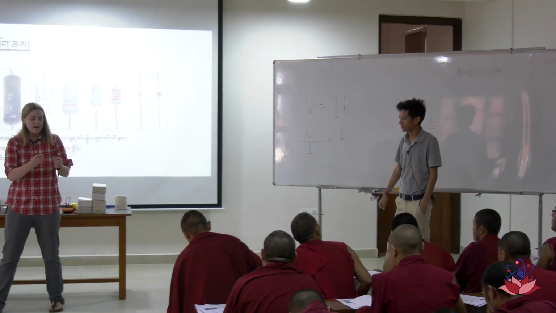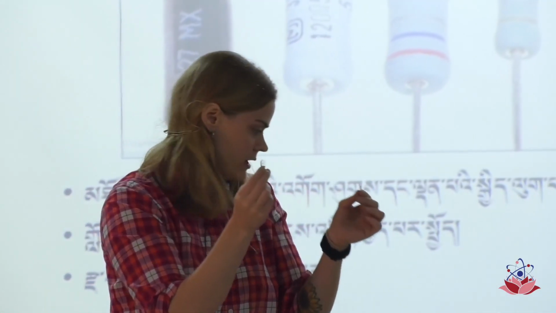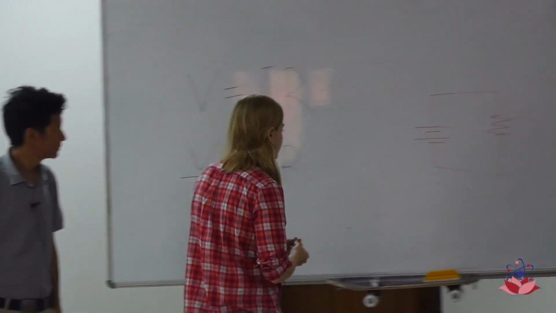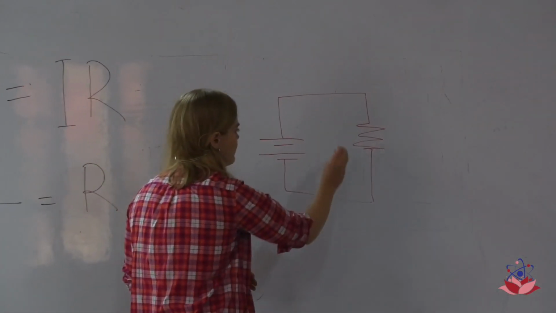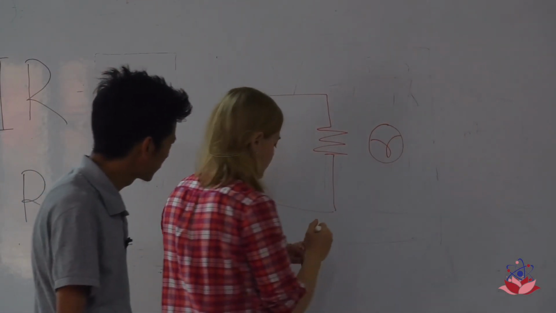Now, light bulbs are basically the same thing as a resistor. In fact, if we were using a circuit diagram like we were doing yesterday, you'll notice that sometimes we used this and sometimes we used this.